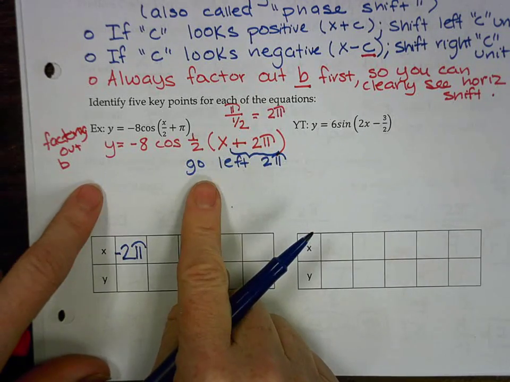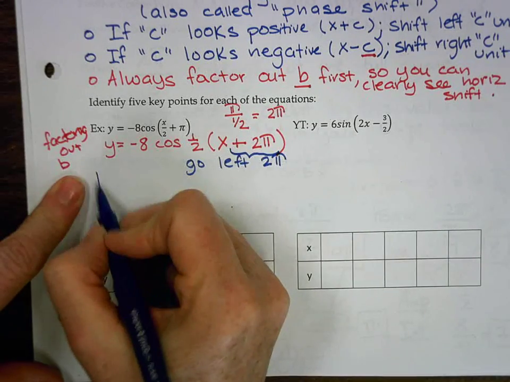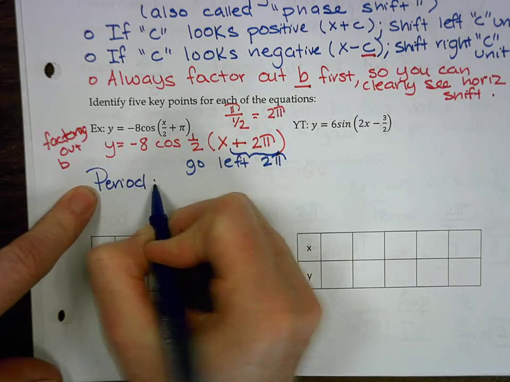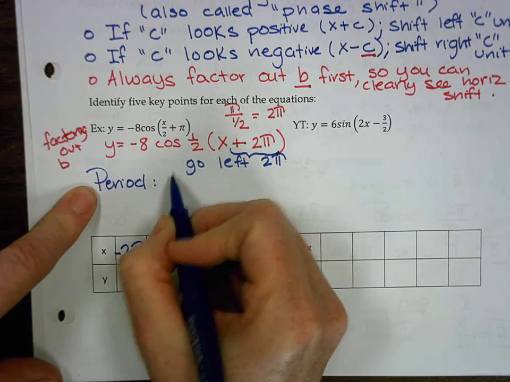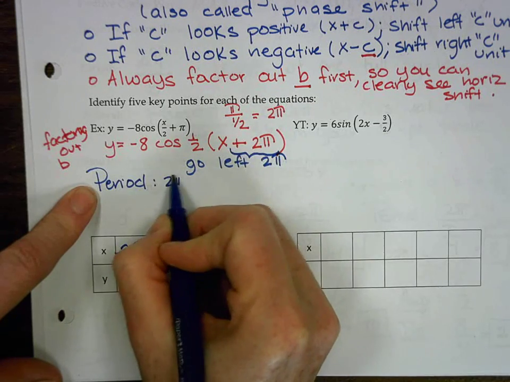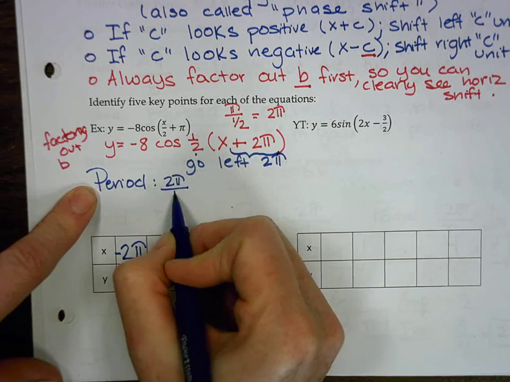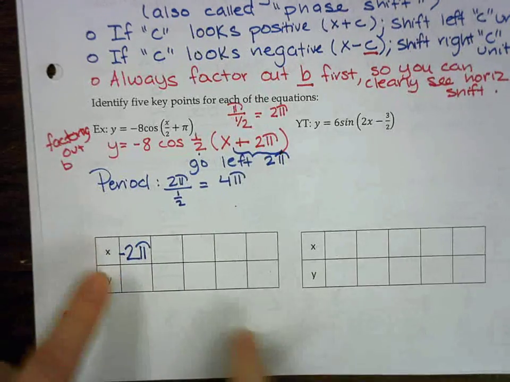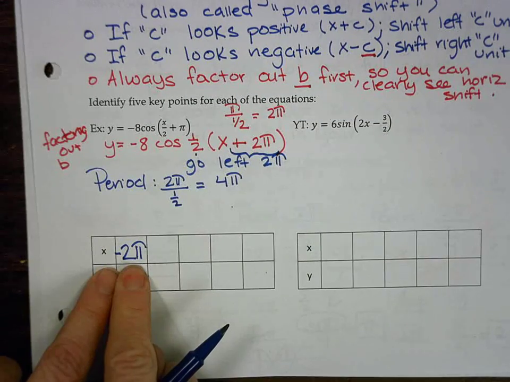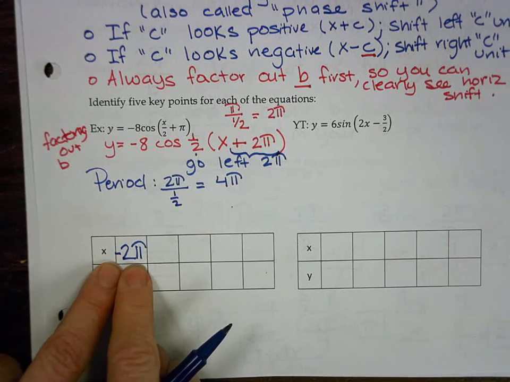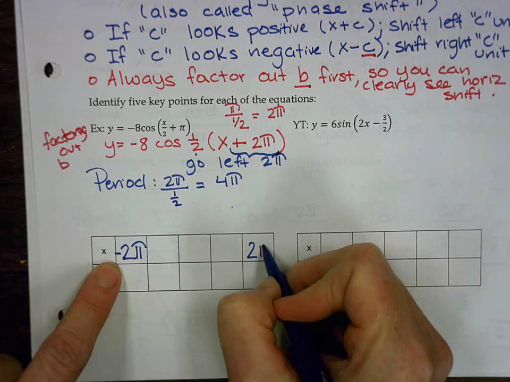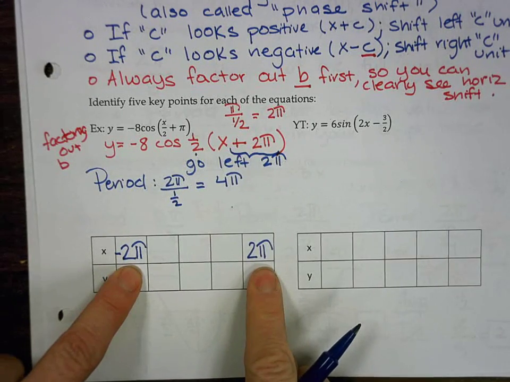Now let's find our period and our interval. Period is 2 pi over b. Now b is 1/2. The period is 4 pi. So the period, but I've shifted. So I'm going to add 4 pi. What is negative 2 pi plus 4 pi? Well, that period, so we're going to go from negative 2 pi to 2 pi, because that's my period.